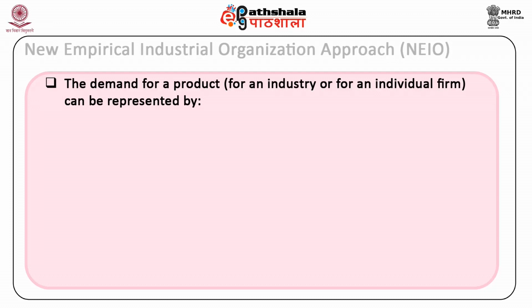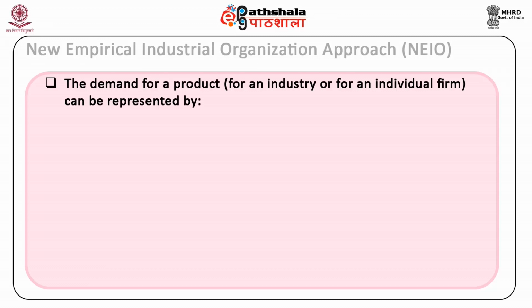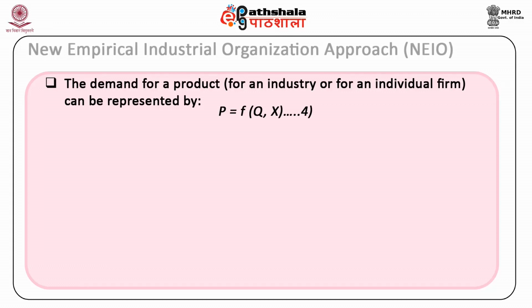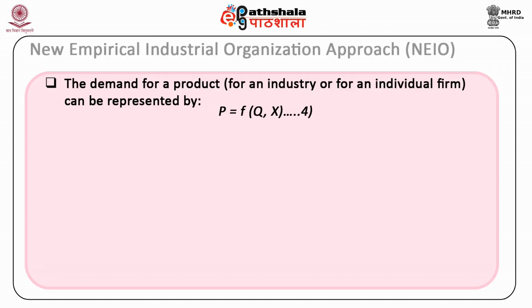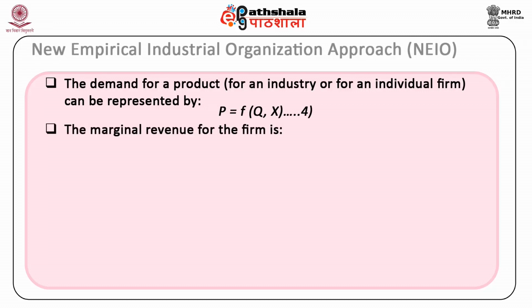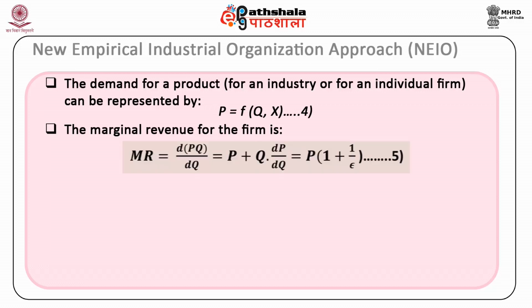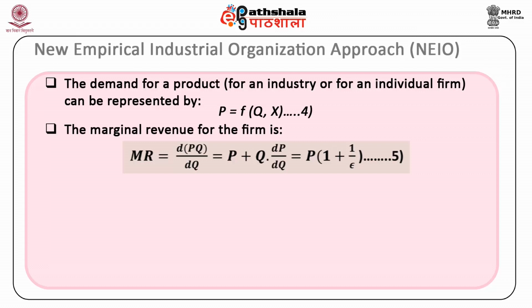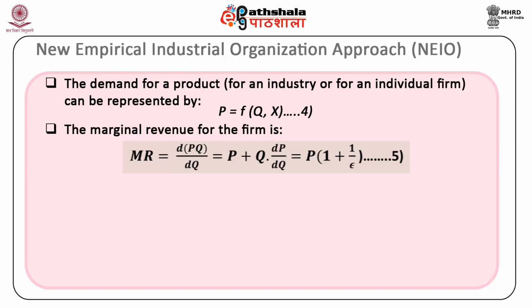The demand for a product, for an industry, or for an individual firm can be represented by P = f(Q, X), where X represents other variables that are likely to influence demand, for example, price of substitutes, complements, and income, etc. The marginal revenue for the firm is MR = Δ(PQ)/ΔQ, which is equal to P + Q·(ΔP/ΔQ), which is equal to P(1 + 1/E).